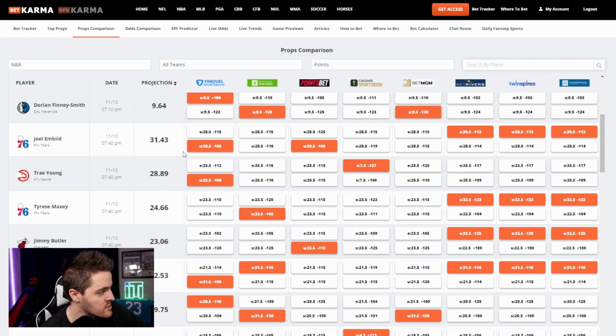Look at the under here. There are two at minus 105. This one's minus 119, minus 110, minus 115, minus 114. So because there are two books that are tied for the best, they're both highlighted. The best line, they're all the same, 28.5 on the under, but they both have minus 105.